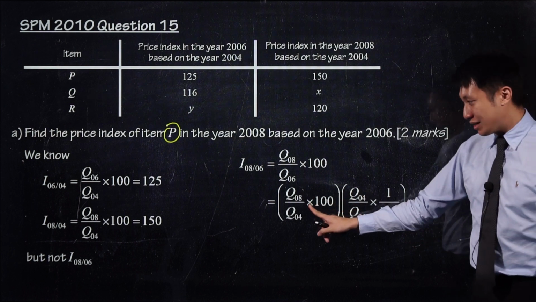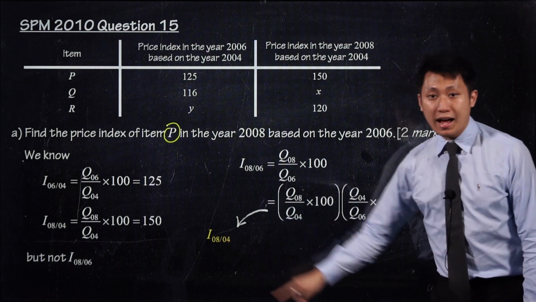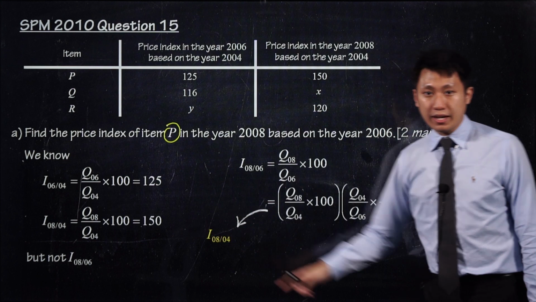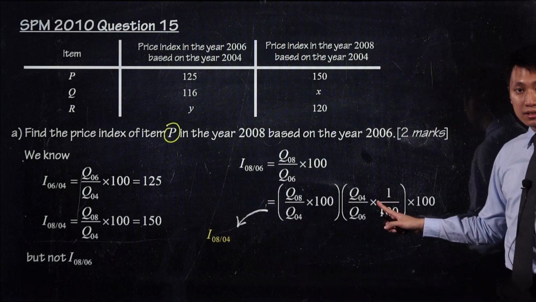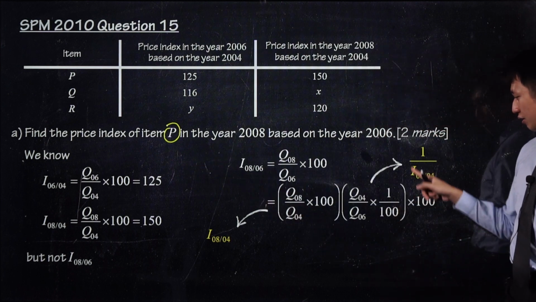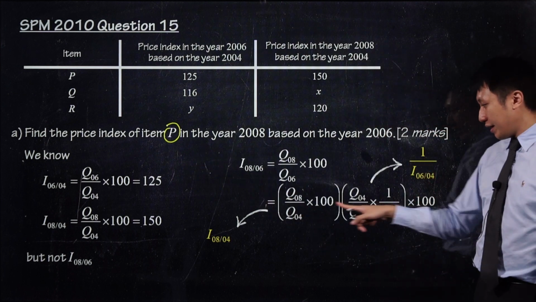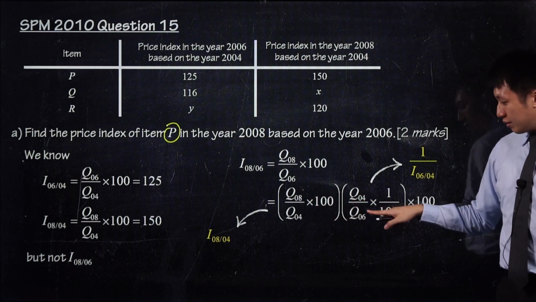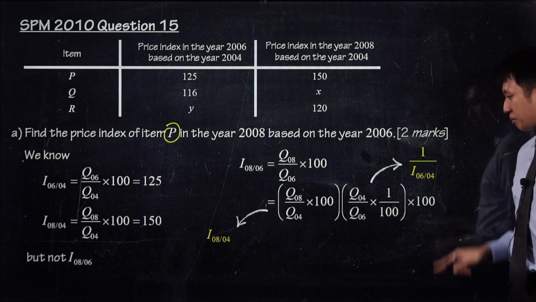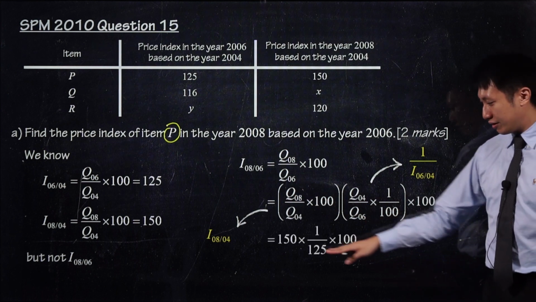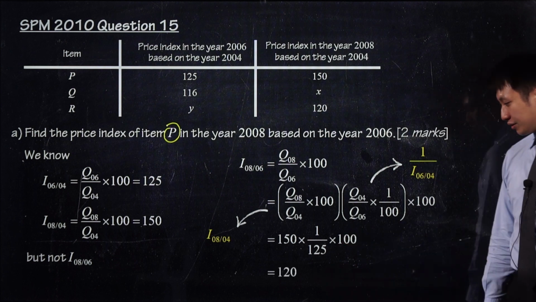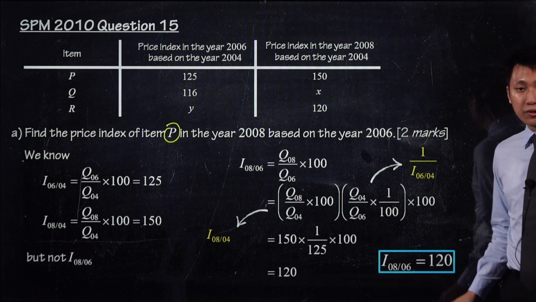Okay, let's look at this. What is this? This is essentially I0804. Check the answer, check the things on the left hand side. Get it? What is this? This is 1 over I0604. 100 and 1 over 100 cancel off. Q04 and Q04 cancel off. So it's Q08 over Q06 multiplied by 100. Then you just directly put it in and you get the answer 120. So I0806 is 120.